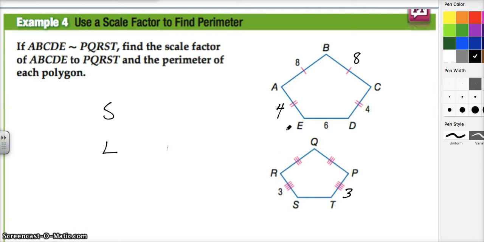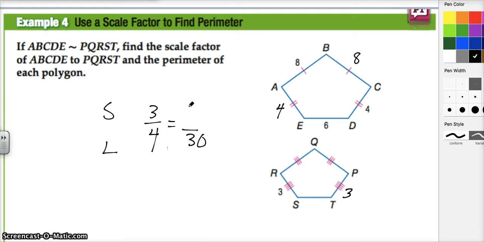So if I'm going from small to large, it's going to be 3 to 4. You guys see that? 3 to 4. So I do 3 to 4. Right? And then I can say, well, I know the perimeter of this guy. It's going to be 8 and 8, 16, plus another 8 is going to be 24. 24 plus 6 is 30. So this larger one has a perimeter of 30.